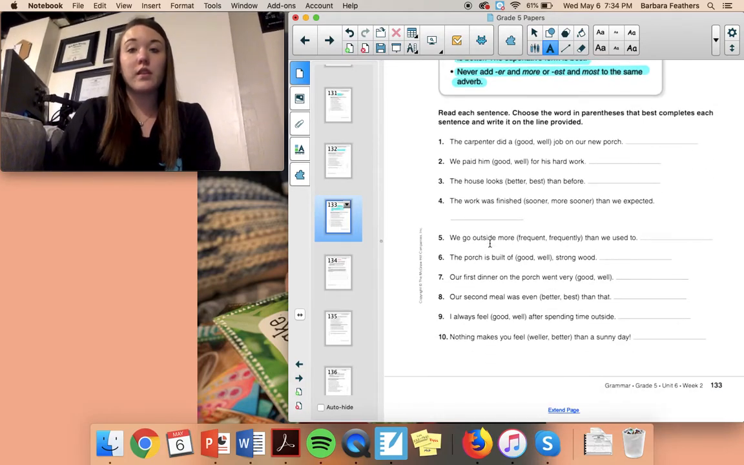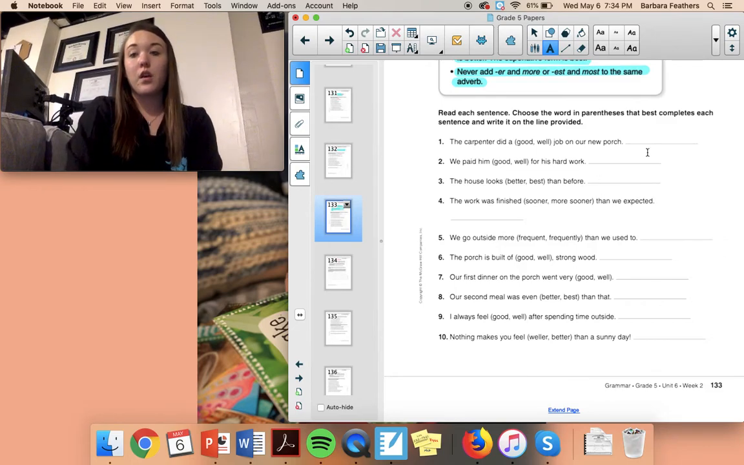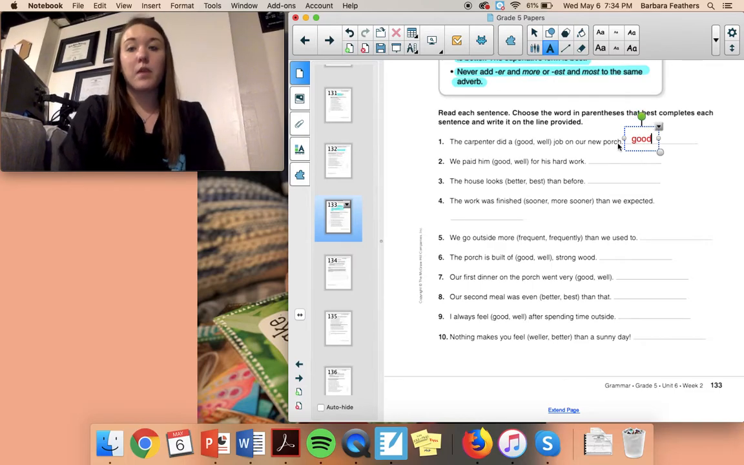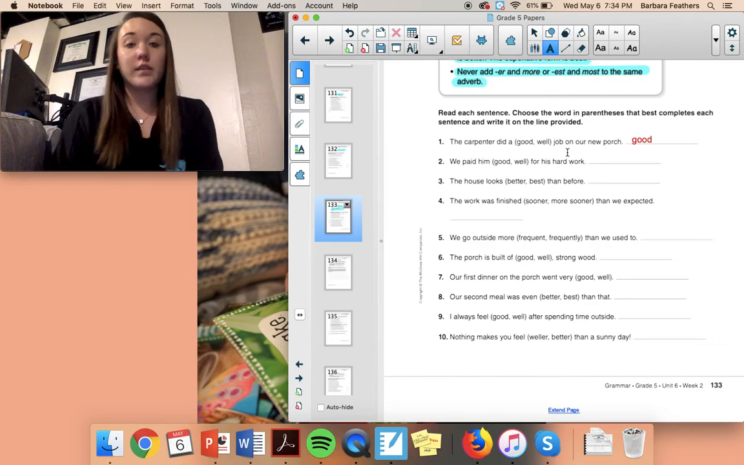The directions on this page say to read each sentence. Choose the word in parentheses that best completes each sentence and write it on the line provided. The carpenter did a blank job on our new porch. For this one, I want to use the word good because it is an adjective in this sentence, describing the job that the carpenter did. You will complete this page with the same directions for 2 through 10.